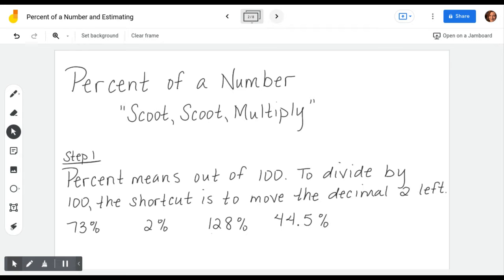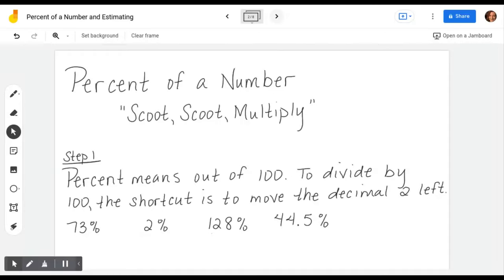So percent of a number, I always teach my classes to do the scoot, scoot, multiply dance. I'm always doing dumb stuff and embarrassing myself, but you know what? People remember my goofiness and or stupidity. So I make them stand up.